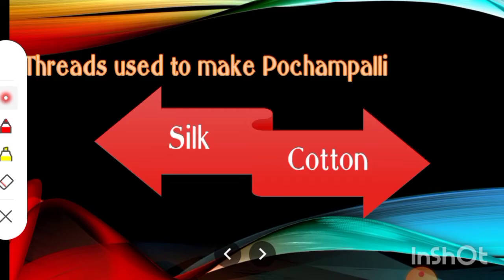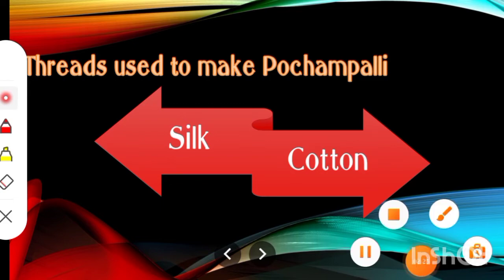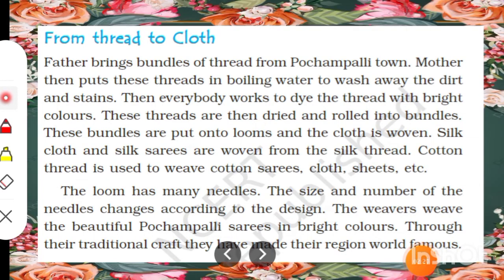In the previous class, I was telling you there are two types of threads that are used to make Pochampalli. The first one is cotton and the second one is silk. Silk cloth and silk saris are woven with silk thread, and cotton thread is used to weave cotton saris, cloth and sheets etc.